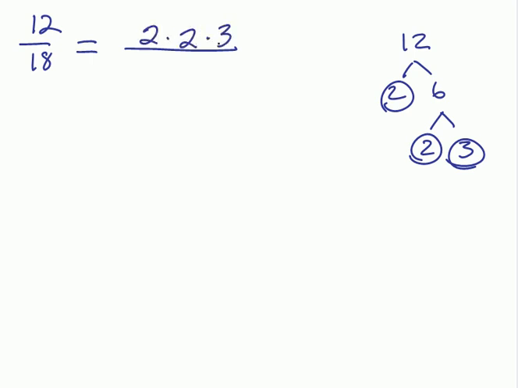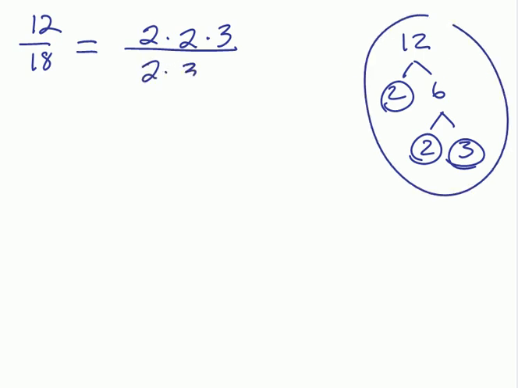And 18, if we did the same process to 18, we would get 2 times 3 times 3. Then it's very easy to see what we can cancel or divide out. I see a 2 in the numerator and the denominator. Cancel both of those. When we cancel, we're actually dividing. So 2 divided by 2 is 1, 2 divided by 2 is 1. Anything else you see we can cancel? There's a 3 in the numerator and a 3 in the denominator. And again, what we're actually doing when we cancel is we're dividing.